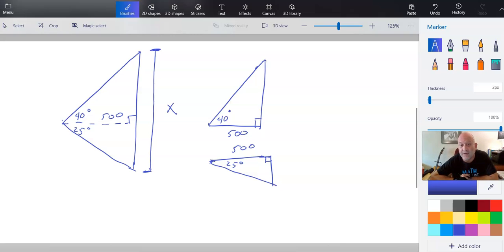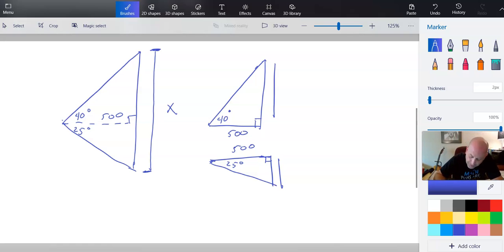And so basically what we need to do, and you're probably seeing it already, is we need to find this side and add them together, and that gives us the entire piece. Right? So we're breaking it up into two smaller triangles that we know what to do with, and then putting it back together. Right? We've turned it into a problem we already know how to solve.